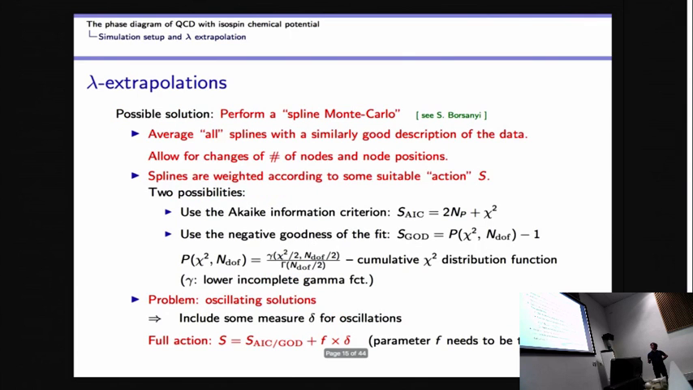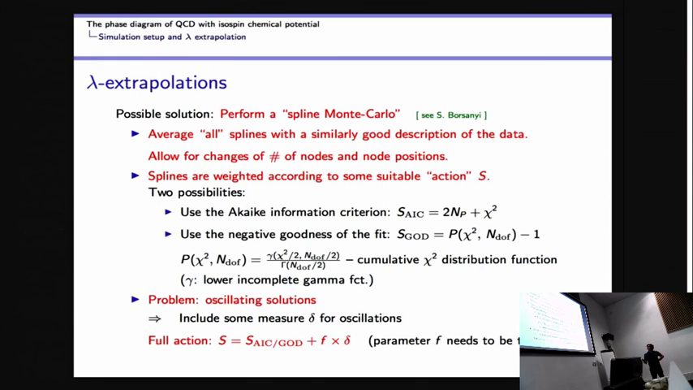So what we should do is average over all splines that give us a similarly good description of the data. What we can do here is perform a spline Monte Carlo, where we allow for changes of the number of node points and also the node positions, and then weight all the splines according to some suitable action, which represents the goodness of the fit in some sense. There are two possibilities for these actions. We can use the Akaike information criterion, that would give us an action like this, or we can also use the negative goodness of the fit, which results in an action like this. And we have actually checked that the results that we get do not really depend on the particular action that we choose here.